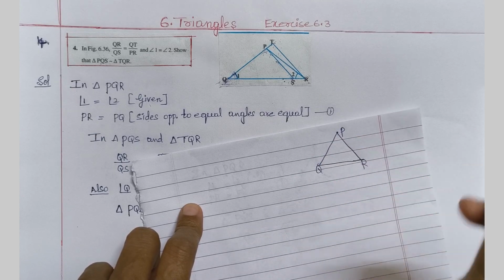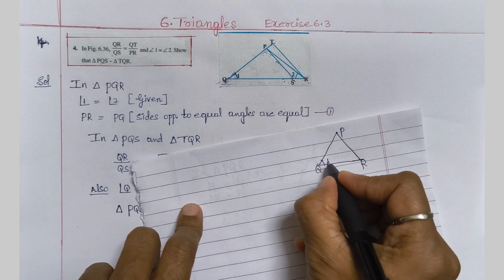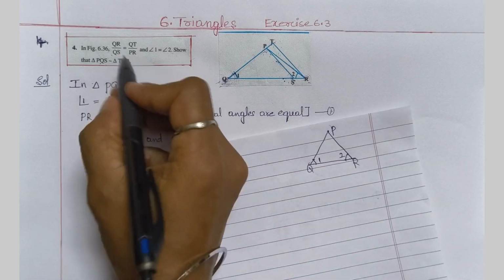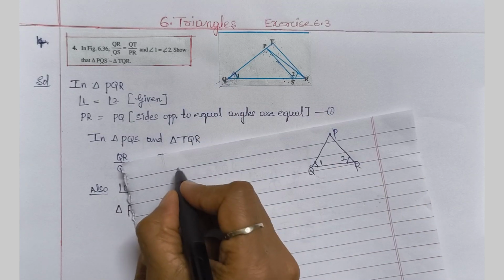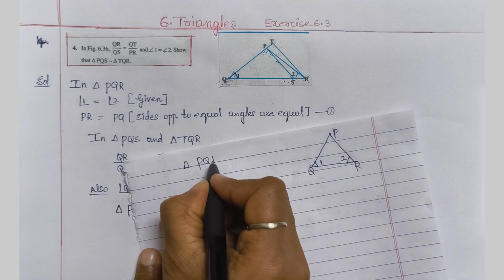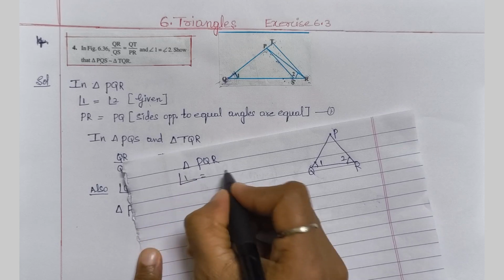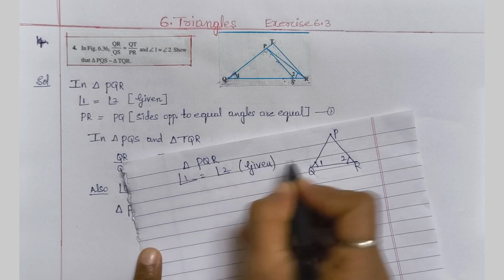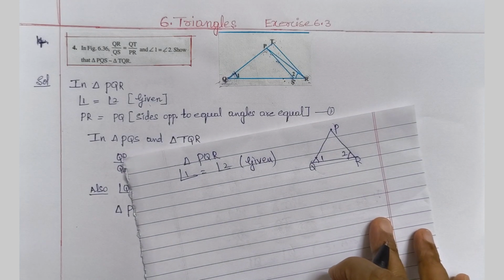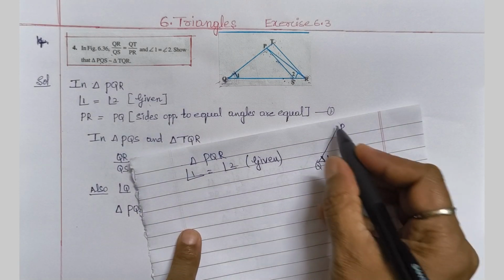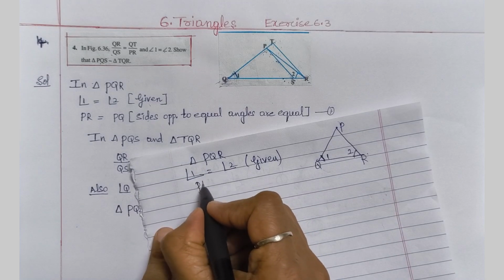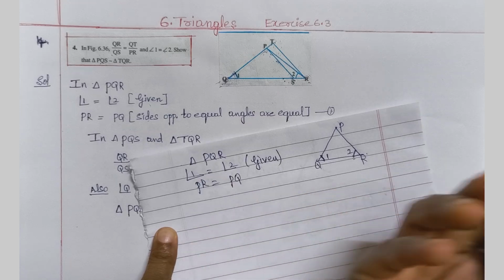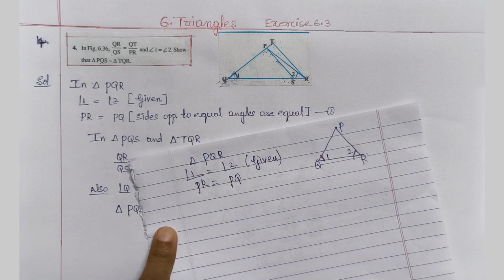In triangle PQR, this is angle 1, and at R is angle 2. So angle 1 is equal to angle 2, which is given in the question. Two angles equal means their opposite sides are also equal. Angle 1's opposite side is PR, and angle 2's opposite side is PQ. Reason: sides opposite to equal angles are equal.